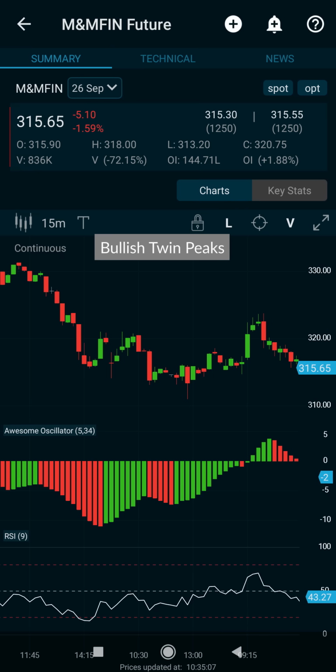This is a basic strategy which looks for a double bottom in the awesome oscillator. For a bullish twin peak, the awesome oscillator is below zero. There are 2 swing lows of the awesome oscillator, and the second low is higher than the first, and the histogram after the second low turns green. The ideal method is to trade with a strict stop loss below the previous swing low.